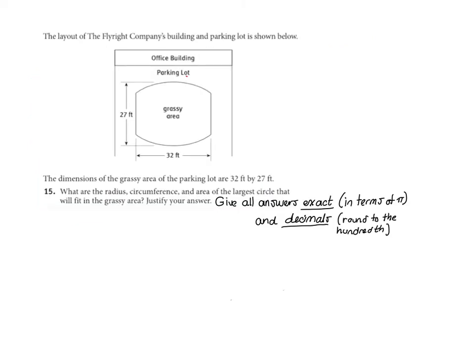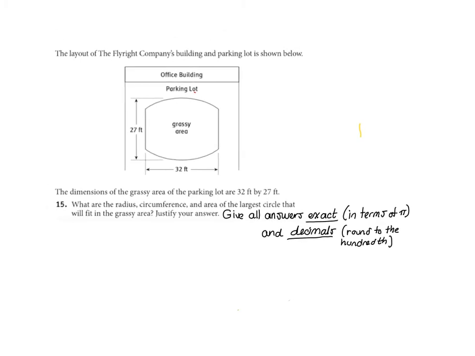Okay, so here's our first example. Going back to the situation that we had started with, I'm going to change my color here. This is the grassy area in front of the office building, and they want to build a circular garden inside this area. Now, some of the dimensions that were given, we can see that this grassy area is 32 feet long, and we also see that it is 27 feet wide. We want to determine what is the largest circle that can fill in that grassy area. And then with that, we're going to find the circumference and the area of that circle.